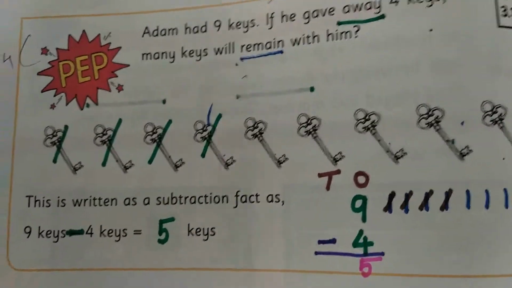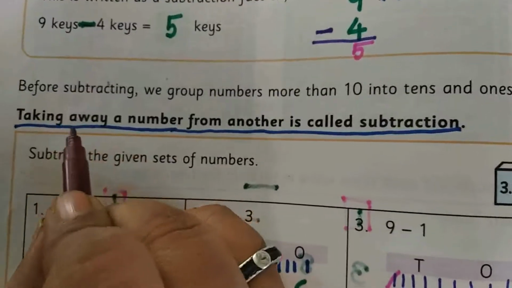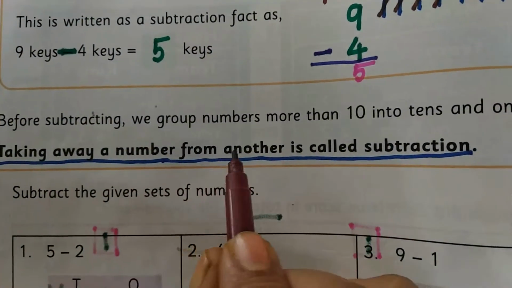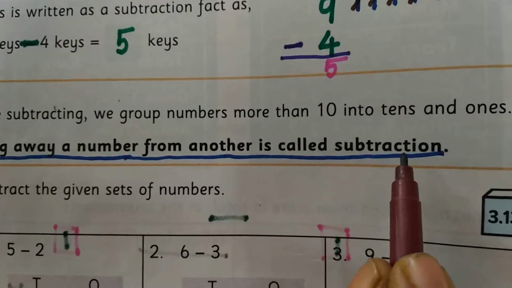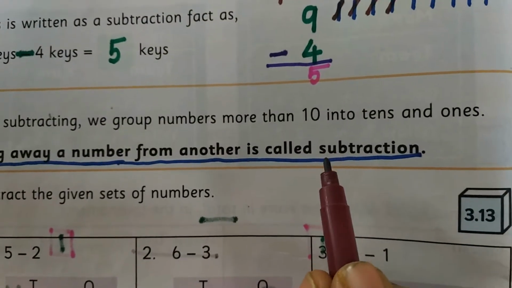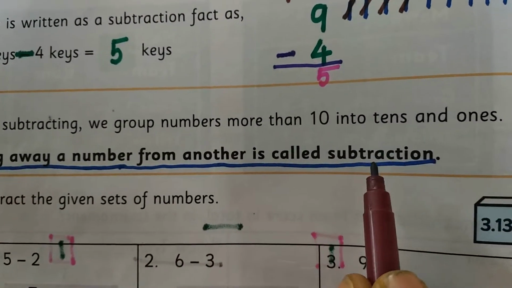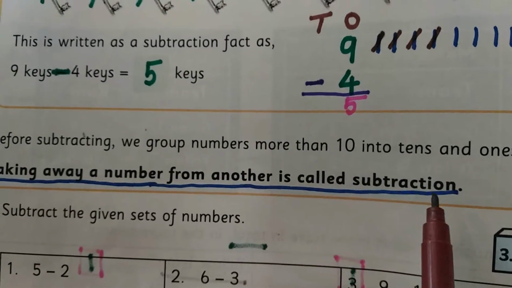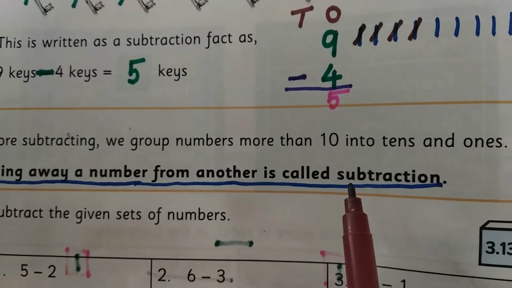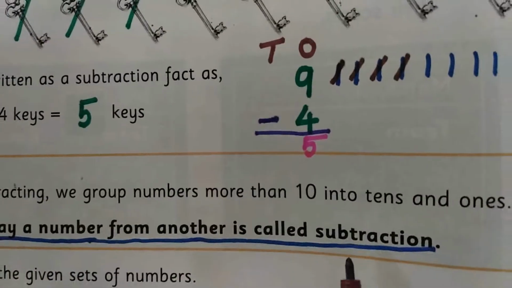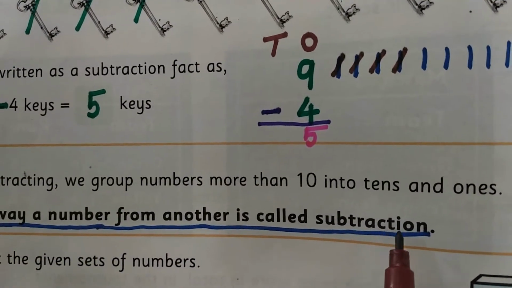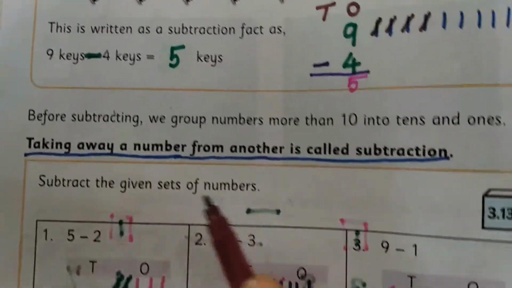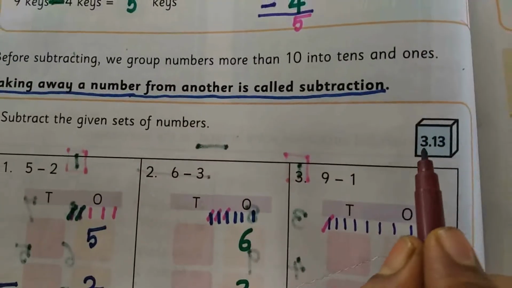See next. What is meant by subtraction? Taking away a number from another is called subtraction. Spell along with me. SUBTRACTION. Subtraction. Repeat once again. SUBTRACTION. Subtraction.